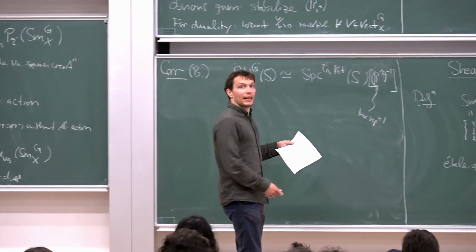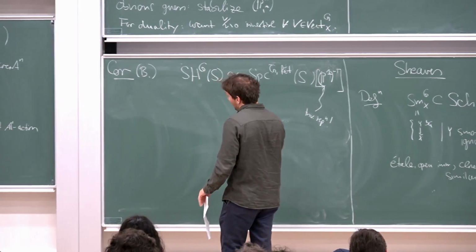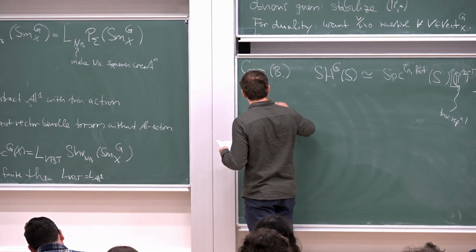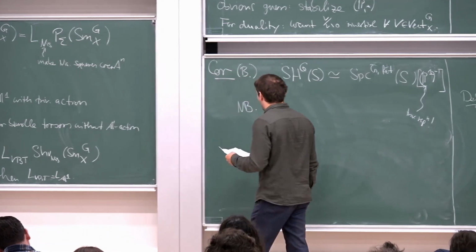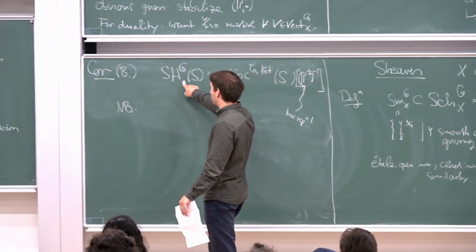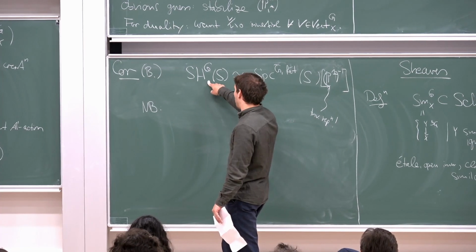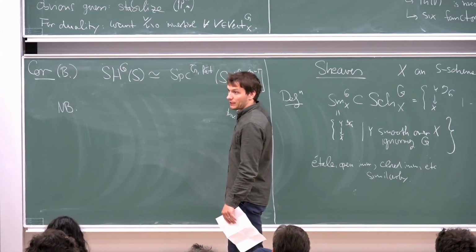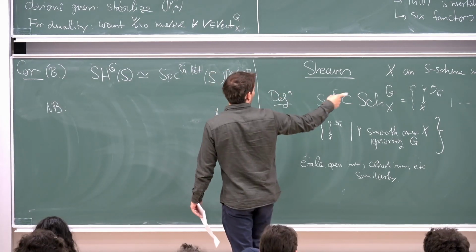But there is something else, which is at least a cool fact, but also not entirely obvious, is that what this tells you in particular is that this category of genuine G spectra is generated by, you just take suspension spectra and then you desuspend by the trivial representation sphere. And this is not at all obvious from the definition.